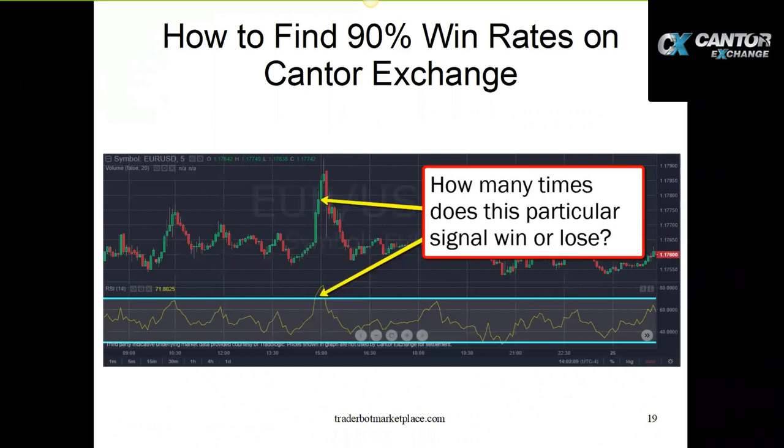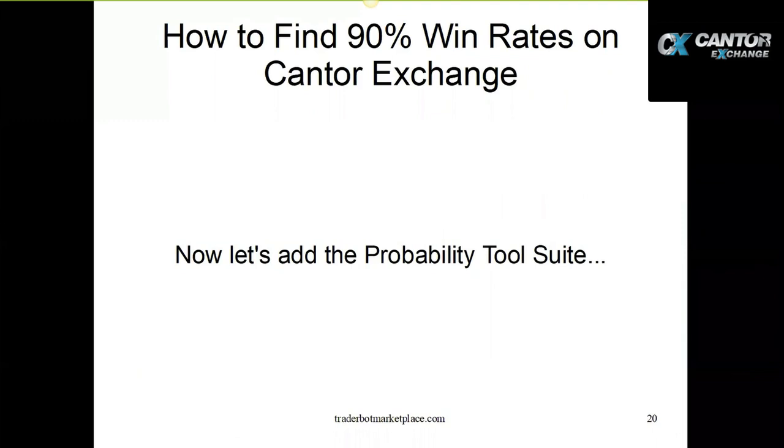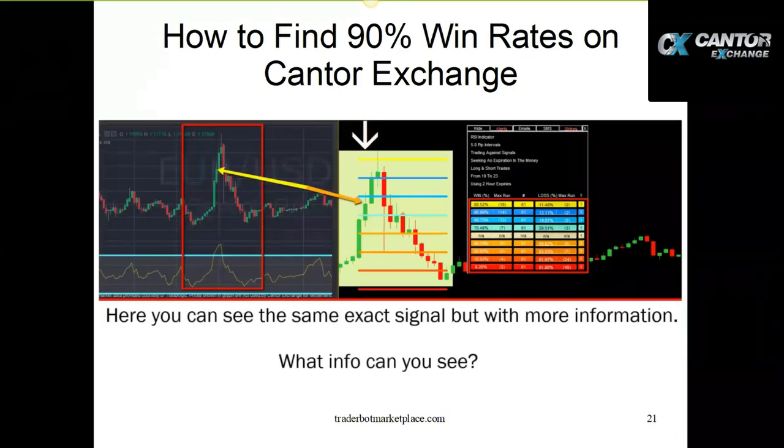And I got sick of it, so I went to Matthew and I said, hey, let's write a program to do this for us. And that's exactly what we did. Now let's add the probability tool suite. Now what you're seeing is the same exact price here, the candlesticks, same exact ones. It looks just a hair different, but it's the same exact ones right here.